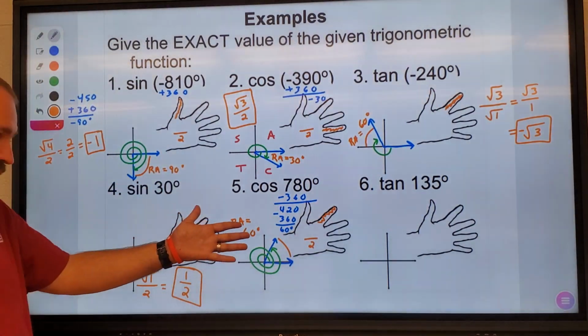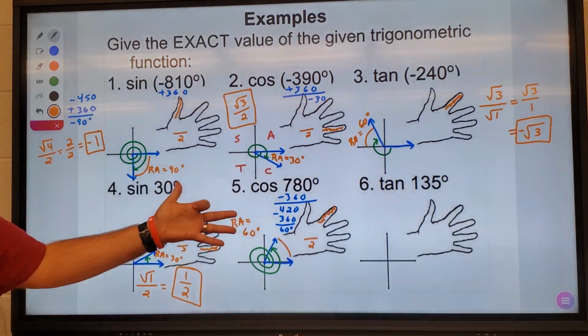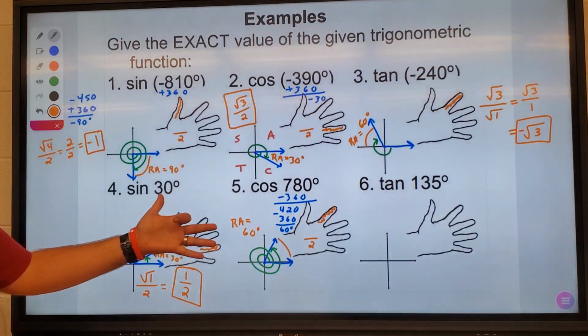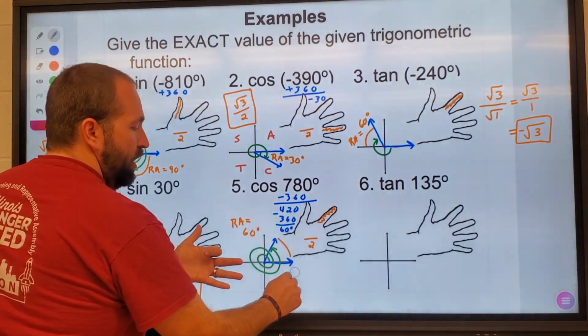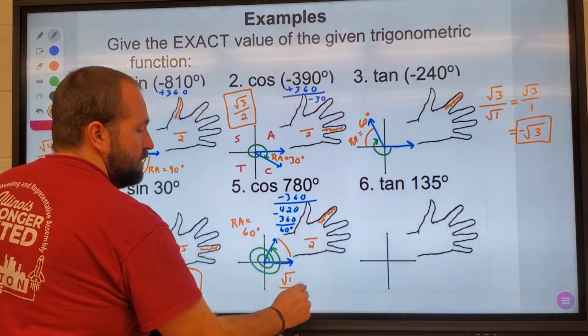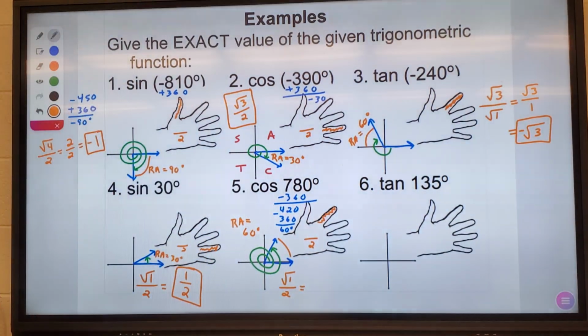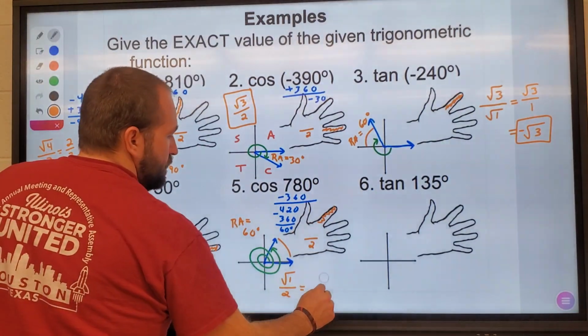Okay. Lay down your 60-degree finger. Again, cosine is now the square root of the fingers above the finger that's down. So this is the square root of, again, 1, right? There's only 1. Divided by 2. Again, simplify. Square root of 1 is 1. So this is 1 over 2.